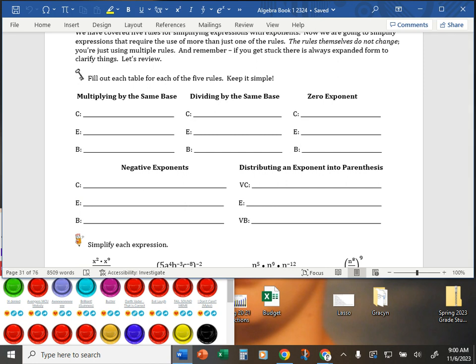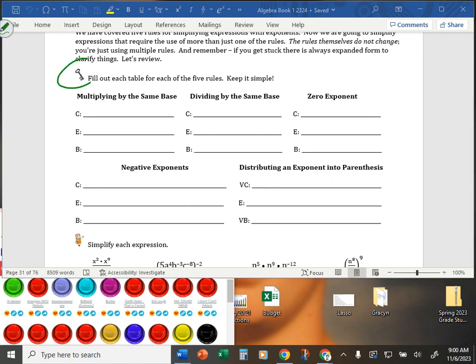Anytime you have more than one of the same base, you can always combine them. Anytime you've got parentheses, you can always distribute. Anytime you've got a negative, you can always move it. Anytime you have a 0 power, you can always ignore it, right? There are clues here that we've talked about that are going to help you through this, but just do something. Just do something. But let's review.